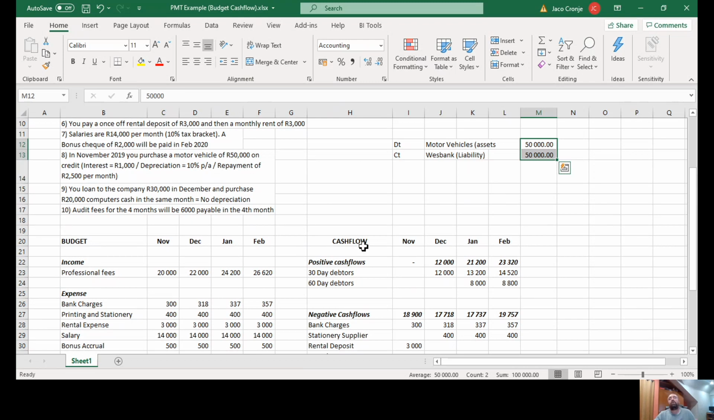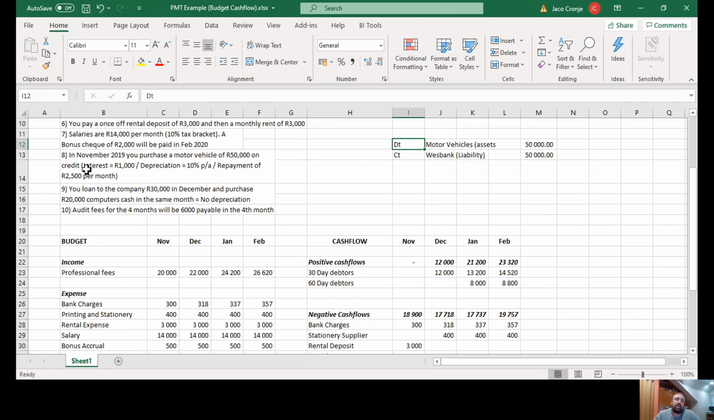And then let's see, the moment you walk into the dealership and you finance a car, you don't put any deposit down, you finance the full amount. Is there anything that goes out of your bank account on that day? And the answer is no. You walk out there with a car and you owe Westbank the money, but it does not touch your bank at all. So the portion of that question that says, in November 2019, you purchase a motor vehicle of 50,000 Rand on credit, that portion on its own is none. It doesn't go into your budget or into your cash flow.